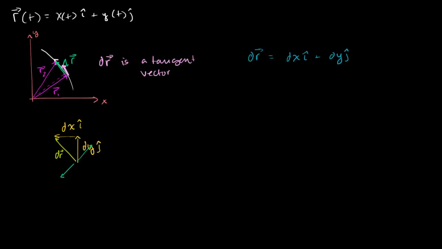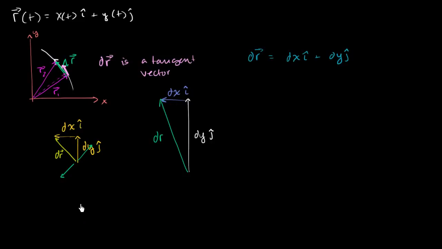And what I'll do to make it a little bit clearer, let me draw dr again. I'll draw dr like this. This is our dr. And then this right over there, we already said this is dy times j. We're going in the vertical direction. And then in a different color, I haven't used that blue yet. So this right over here is dx times i.